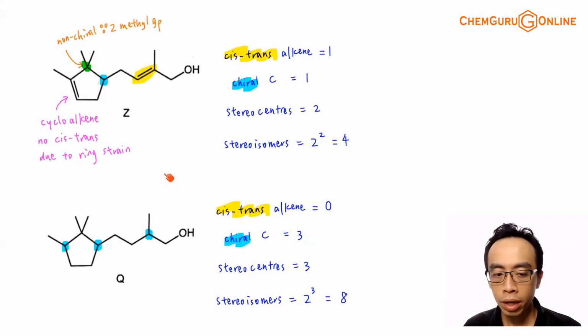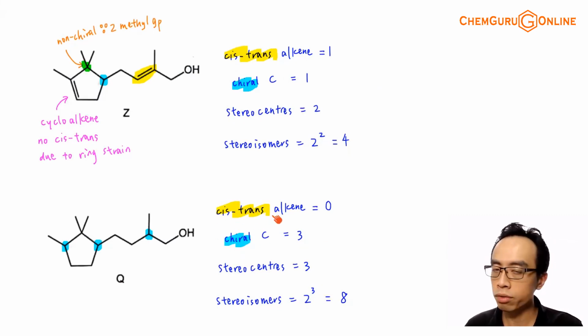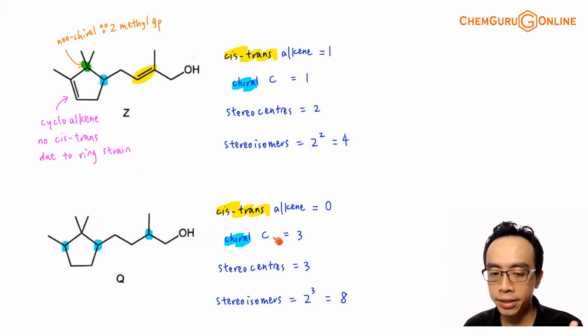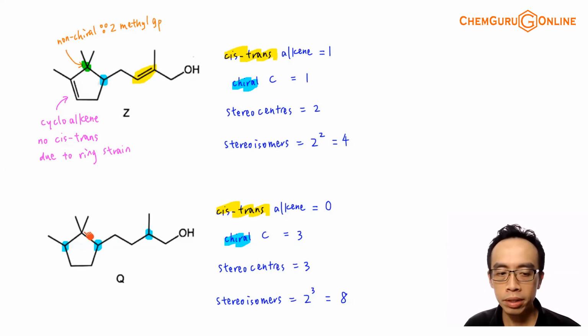Now how about Q? Q after reduction, there's no more alkene, so we actually don't really need to look at cis-trans alkene anymore. We only need to find my chiral carbon. So remember, look out for carbon bonded to 3 things, or carbon bonded to 4 groups. I have 3 of these here. I have 1 chiral carbon here. Remember a hidden hydrogen. I have a chiral carbon here. I have another chiral carbon here. Remember, this carbon is bonded to 2 methyl groups, and therefore this is non-chiral. And I have altogether 3 chiral carbons.